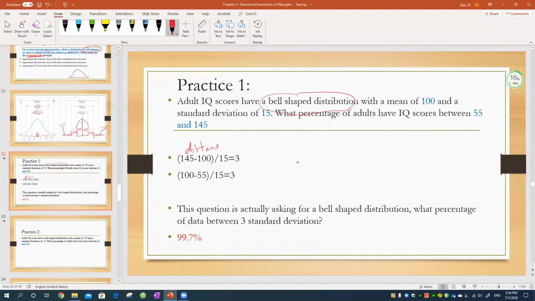And then we can just think one standard deviation is a value of 15, and this distance is how many standard deviations. How to calculate that? Just divide the distance by the standard deviation. So we have a distance of 45 divided by 15. That is 3 standard deviations away. And then same thing for 55. That's also 3 standard deviations away. So this is 3 standard deviations to the right, and this is 3 standard deviations to the left.